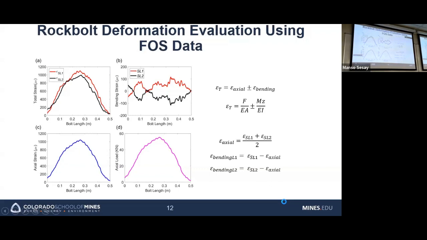We also evaluated on computer the different components of the strain from the fiber sensors that we had in the rock bolt. I told you we have a loop, so we were able to capture total strain in both loops, and then we decompose them into bending strain and axial strain for the rock bolt. We can calculate this data for every load step so that we can understand the mechanism, like at which load step or at which time we are seeing a rise in the strain or anything. And if we have the deformation in the elastic range, we can also evaluate the axial load in the rock bolt using Hooke's law.